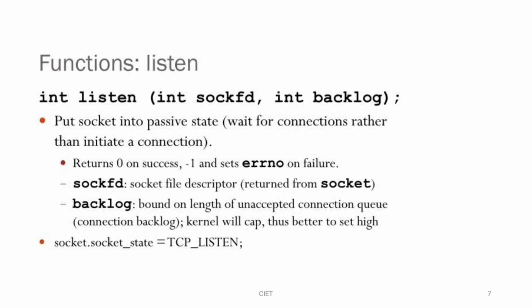Coming to the listen state. In the listen state, we have two arguments: the socket file descriptor and the backlog. Generally, the socket is put into the passive state. A passive state is nothing but waiting for a connection rather than initiating a connection.